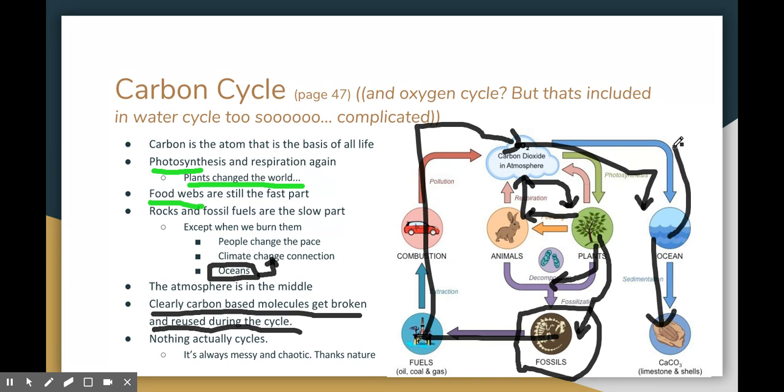Sometimes the ocean also puts it back into the air. And now maybe it goes into a plant, into a rabbit. And then that rabbit decomposes. And it goes straight back into the air. Kind of messy. That's nature. It just does what it needs to do.